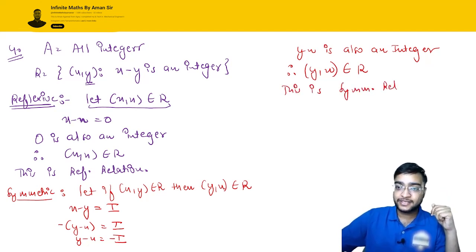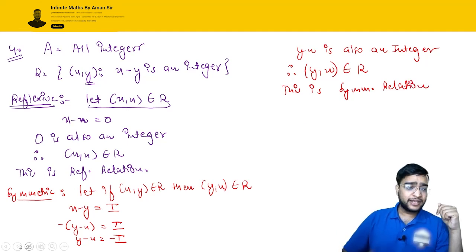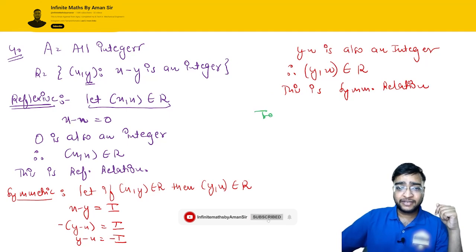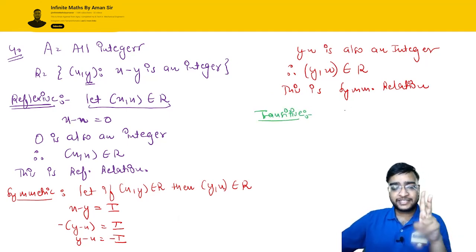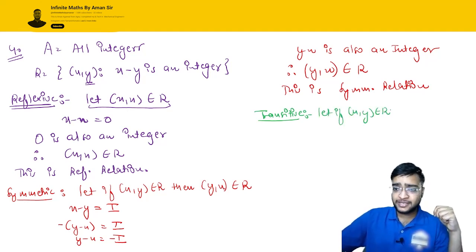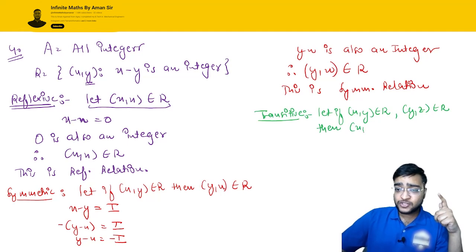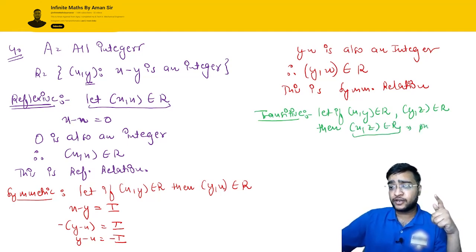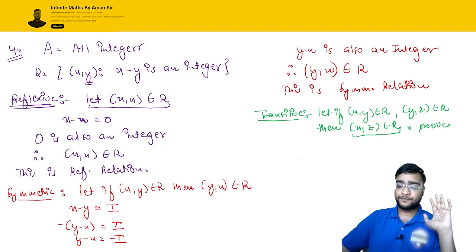Okay, let's take the transitive one here. Let's see with another pen. So what is the transitive one? Very simple, you just take two conditions. Let x comma y belong to my relation and y comma z belong to my relation, then x comma z actually belongs to my relation. That is something you try to prove here.